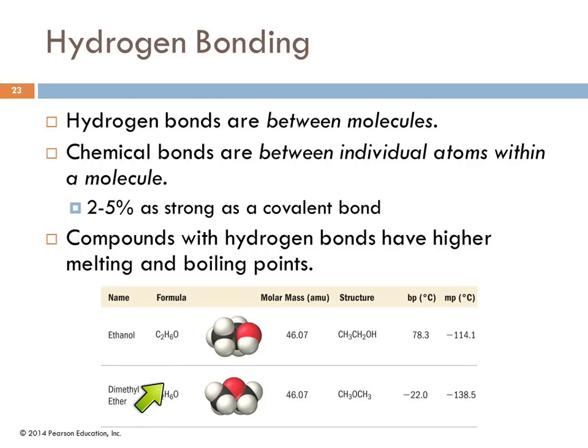If we compare ethanol and dimethyl ether, these are isomers of each other. They have the same molecular formulas, just have their atoms arranged differently. So they have the same molar mass. Do these molecules have dispersion forces? Yes, because all molecules have dispersion forces. Based on their size, their dispersion forces should be the same strength, right? Are these molecules polar?